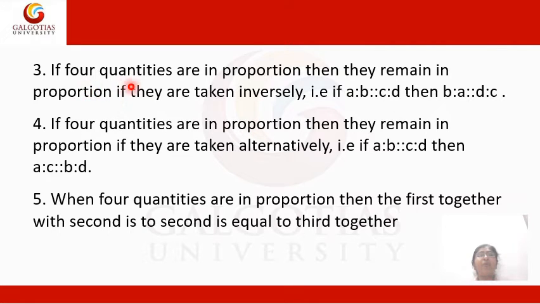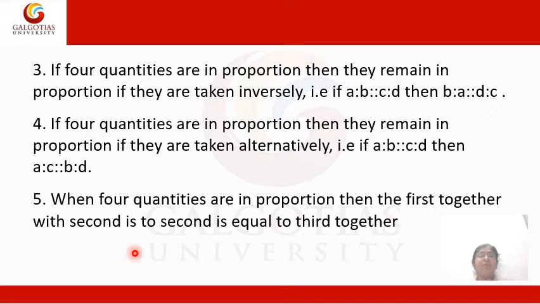Third, if four quantities are in proportion, then they remain in proportion if they are taken inversely. That is, if A is to B proportion C is to D, then B is to A proportion D is to C. The next property is, if four quantities are in proportion, then they remain in proportion if they are taken alternately. That is, if A is to B proportion C is to D, then A is to C proportion B is to D.